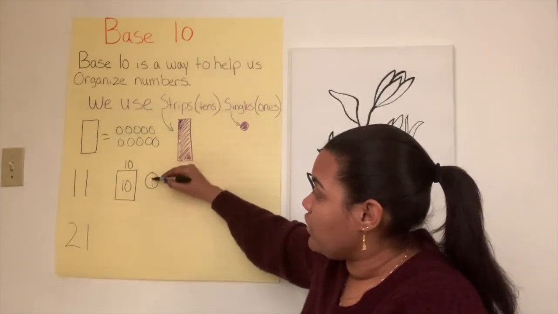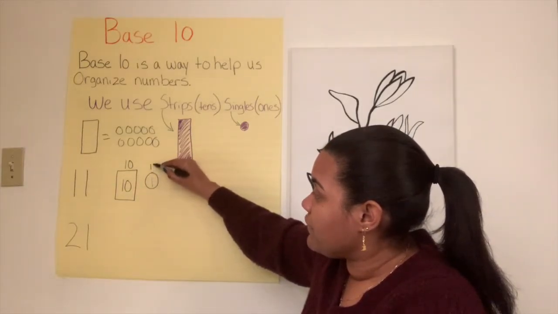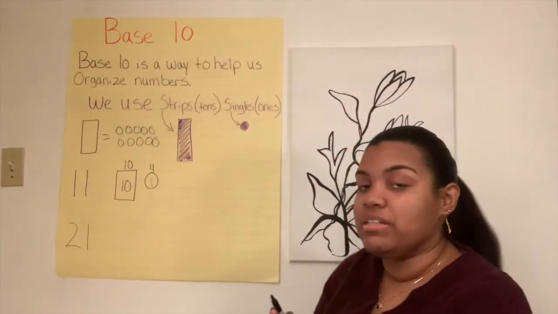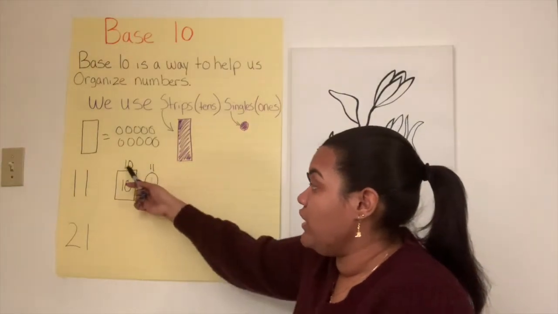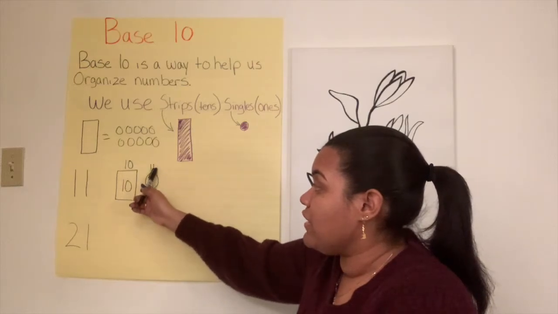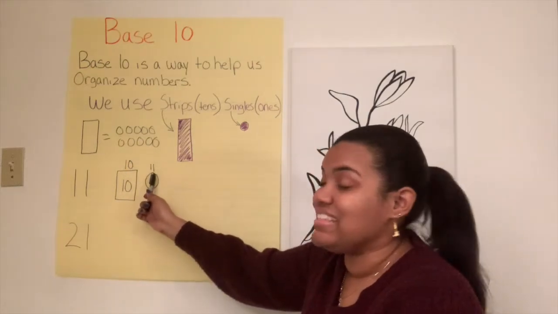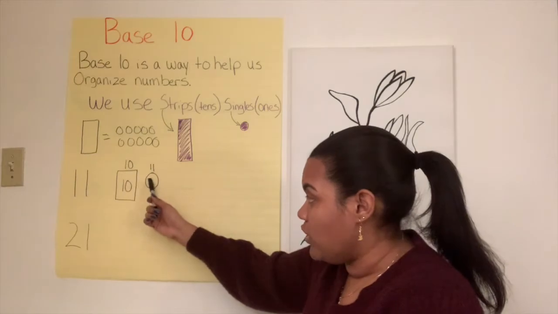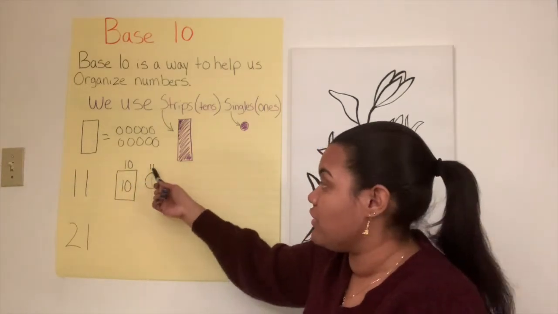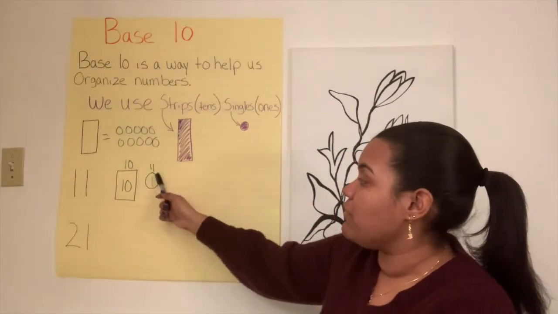And then we are going to write 11. So I'm going to tell you why this is 11. We know that the number that comes after 10 is 11. 10 plus 1 is 11. So that's why we put 11 on top of that one.